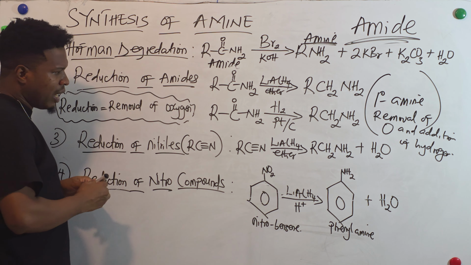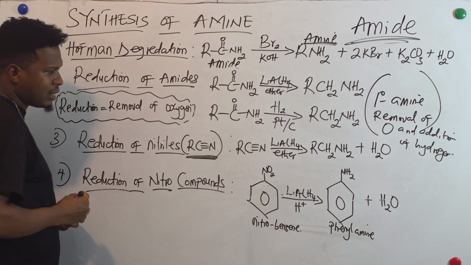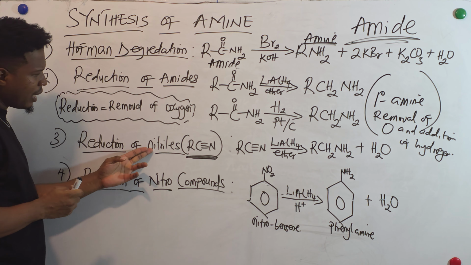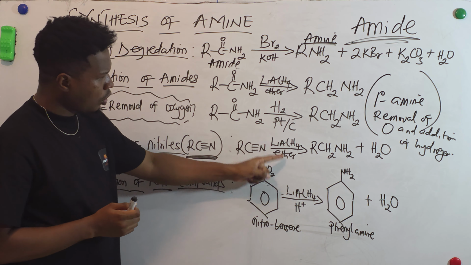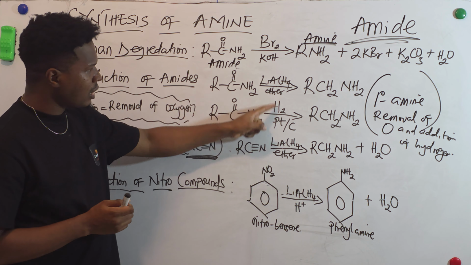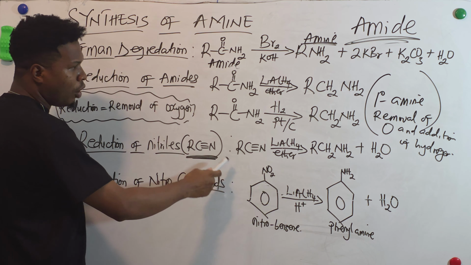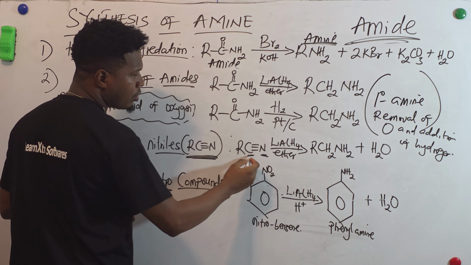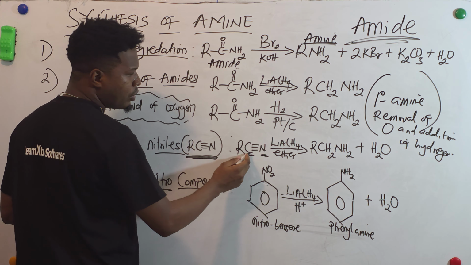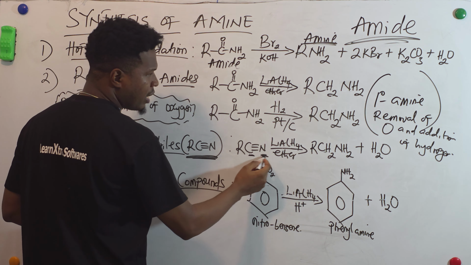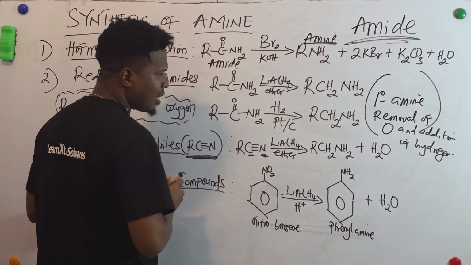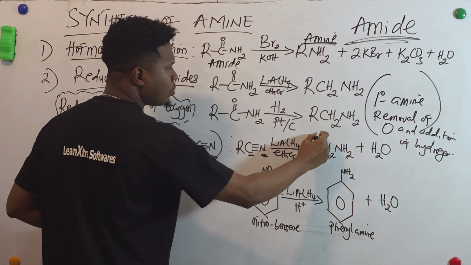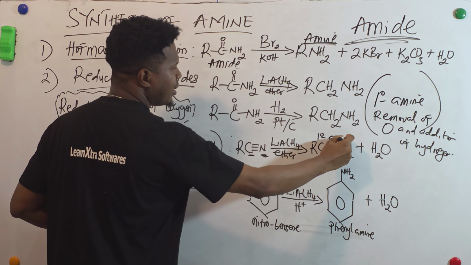Nitriles, remember, are molecules like this. When they undergo reduction using the same reducing agents we used previously, what you simply do is add hydrogen to the nitrogen and hydrogen to the carbon. We add 2 hydrogens to the carbon, you have this, and 2 hydrogens to the nitrogen, you have this. That's how we did this. This reaction will give rise to a 1 degree amine.